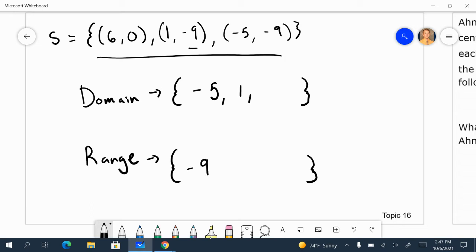Ooh, I see 2 negative 9s there, though. We don't have to list them twice. If you see the same thing twice, you just would list it once. And 0. Ooh, I must have deleted 1 on accident. 6, sorry. So that's your final answer for topic number 16.